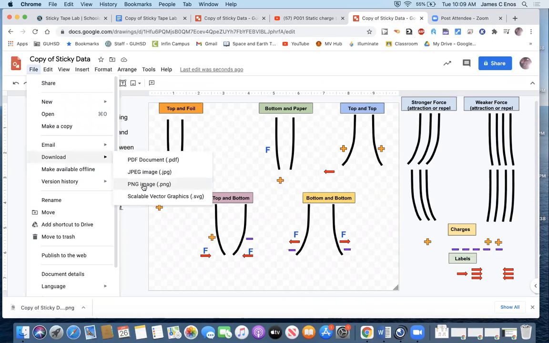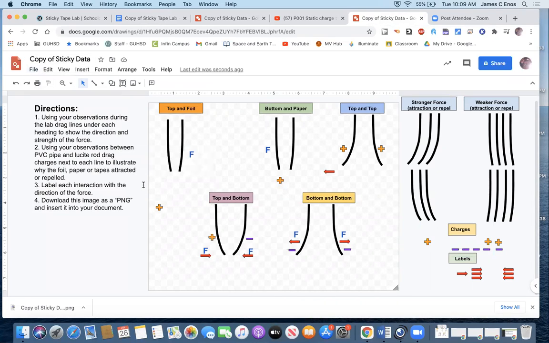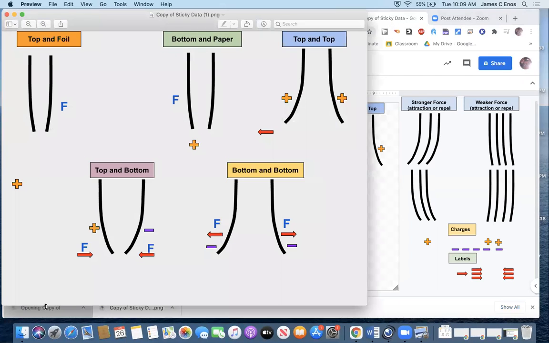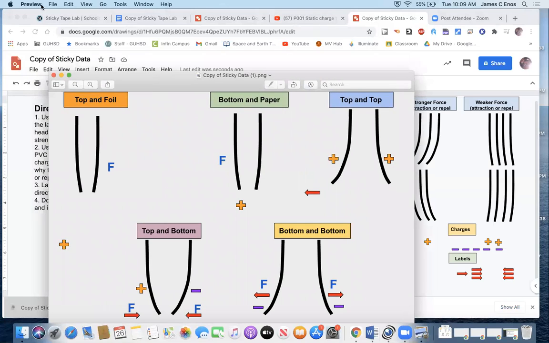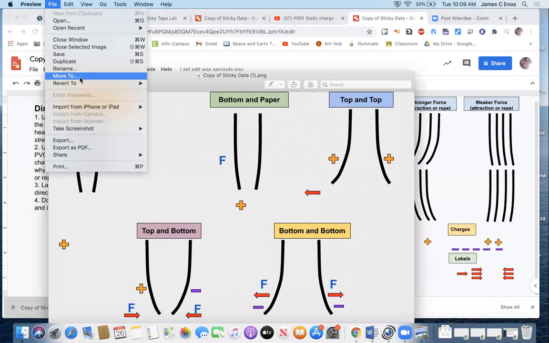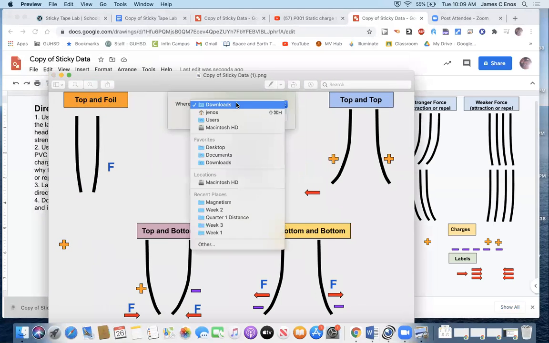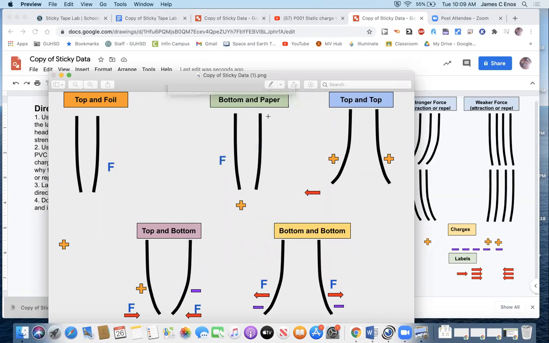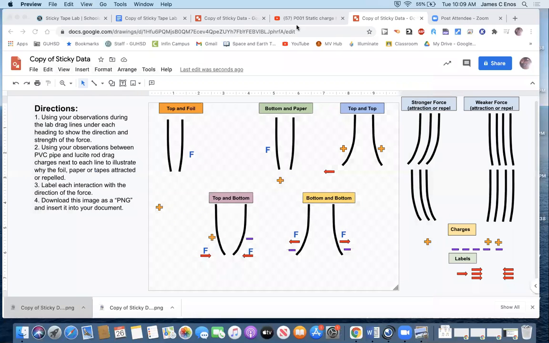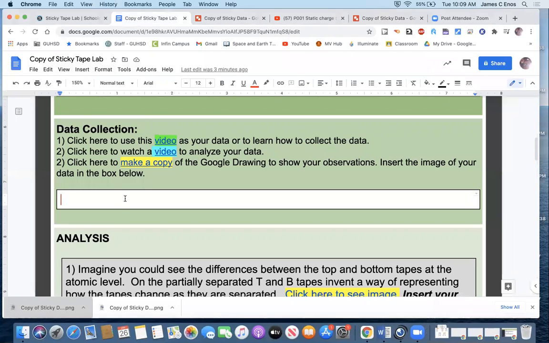I'm going to download as a PNG. As I download the PNG, it is now in my downloads folder. I can keep it there or I can move it. I'm gonna move mine to my desktop. It's sometimes just easier for me to find it there. Sometimes if you move it to your drive, that's easier for you too. So now that I have my copy of sticky data, I'm gonna come back over here.